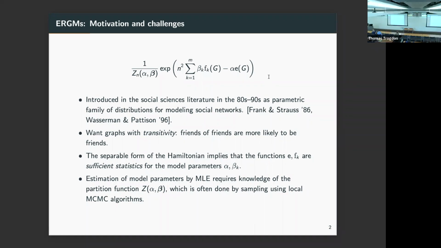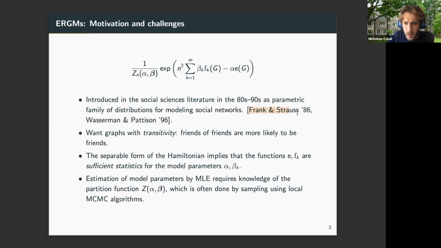And so the hope was that with it, you could do model fitting. You would specify some statistics that you're interested in, favoring or deprecating, and then you could estimate the model parameters through sampling. Okay, so these were two of the earlier works that advanced these models.